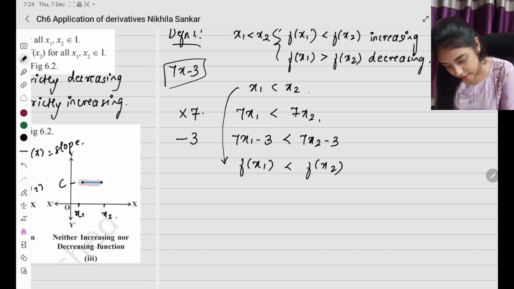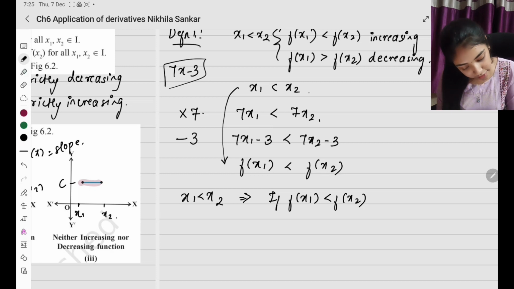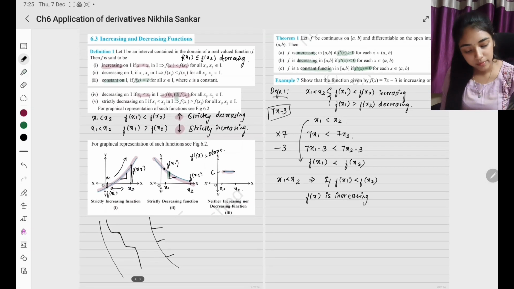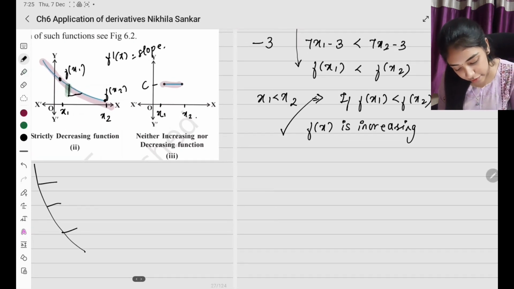So from this, x1 is less than x2. So from here, I have if f of x1 is less than f of x2, then f of x is increasing. Okay, this is according to definition 1. Now theorem 1 use பண்ணி போட போறேன். I'm going to find the derivative. So we have found out that f of x is increasing in the first method.